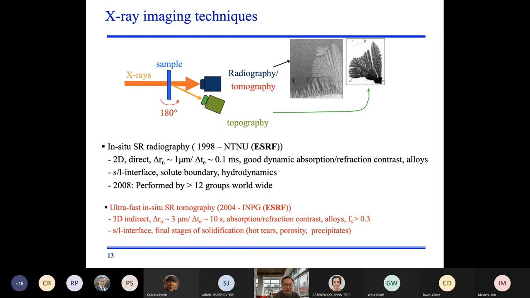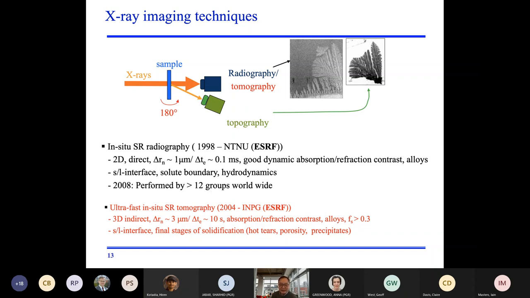If you look at synchrotron X-ray radiography, essentially it's a transmission image, it's 2D, it's direct. Now they can get spatial resolution down to micrometers if you push to the limit, and the temporal resolution can be 0.1 milliseconds or even faster, because we have very fast detecting systems which can accommodate the higher spatial resolution, right? You have good dynamic absorption and also refraction contrast you need to consider. You can examine the solid-liquid interface and solid boundaries, and you will be able to see the hydrodynamics in the liquid, right? There are probably many groups in the world now using this method.